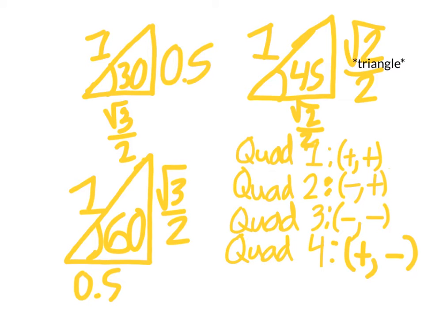Now for quadrant 1, the points are going to be positive in the x coordinate and positive in the y coordinate. For quadrant 2, it's going to be negative in the x and positive in the y. Quadrant 3, negative for both. And then quadrant 4 is positive in the x and negative in the y.